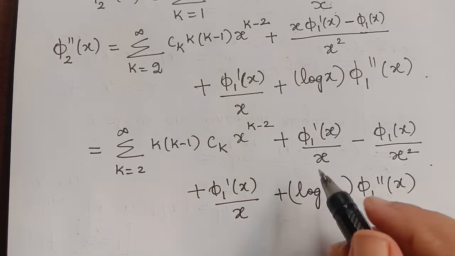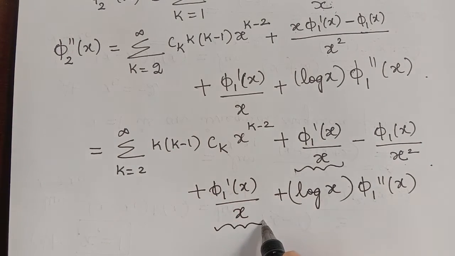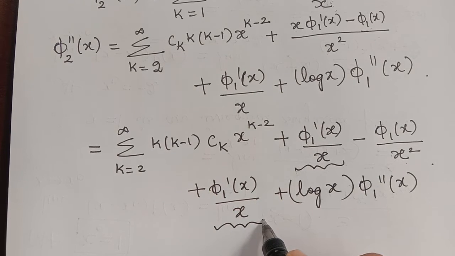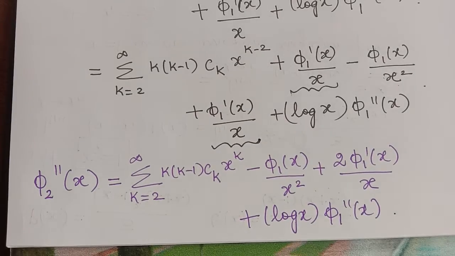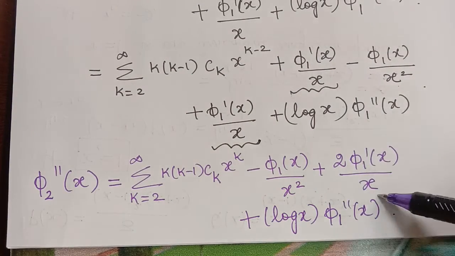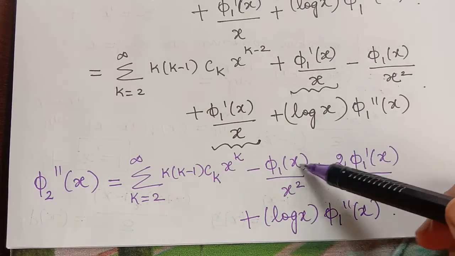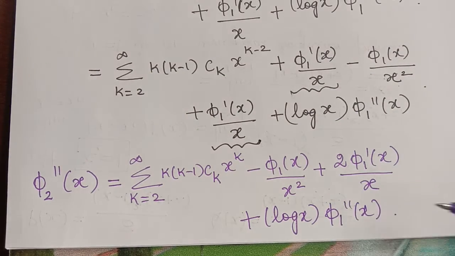Now after this we observe that these two terms are the same, so we can write it twice. What we obtain is, adding these two terms, twice phi 1 dash of x by x, and this negative phi 1 of x by x squared I have written here, and then plus log x phi 1 double dash of x.